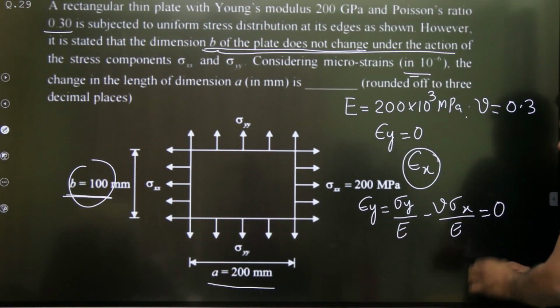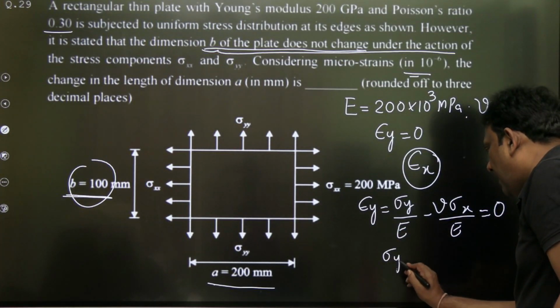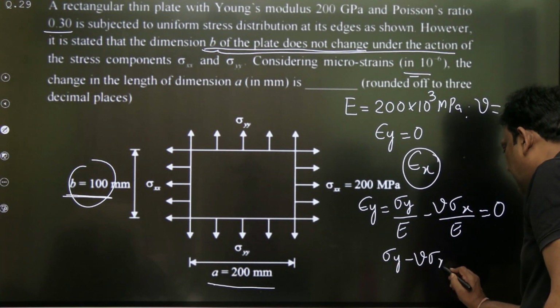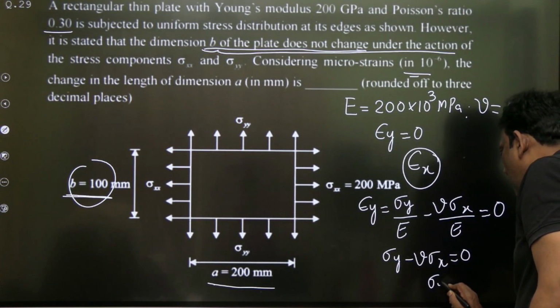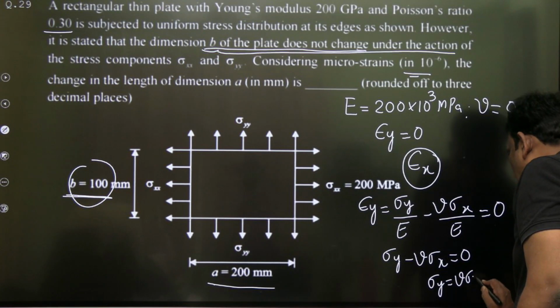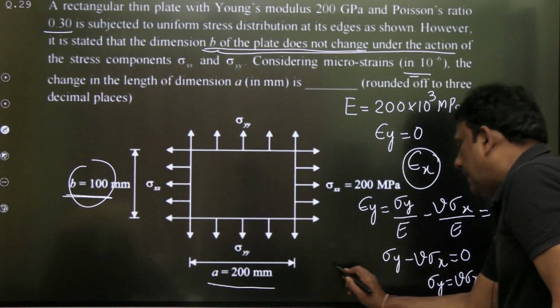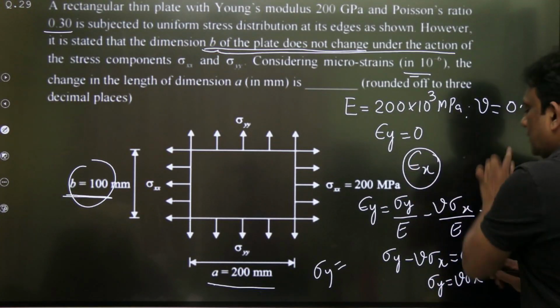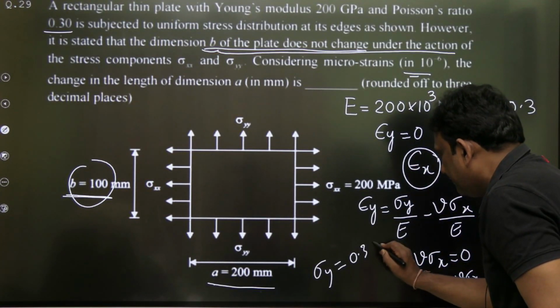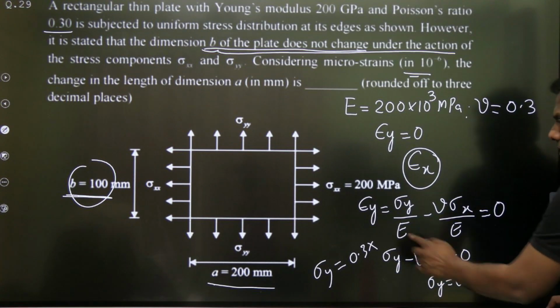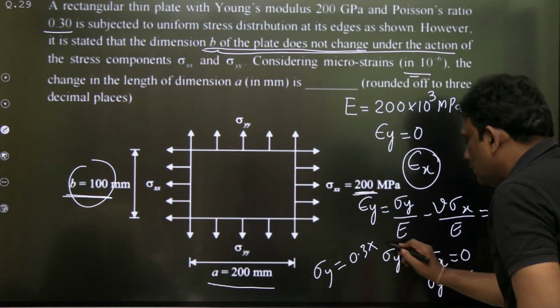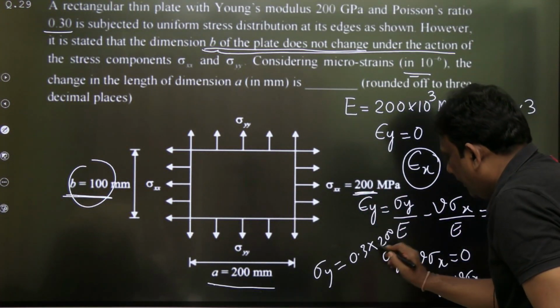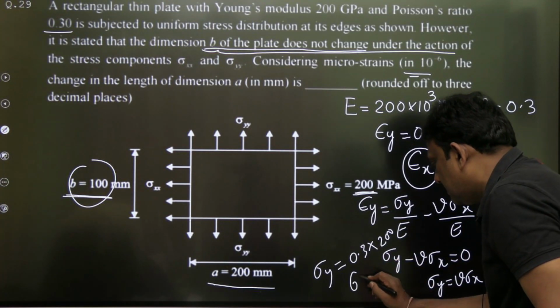Take E to this side, so you are left with sigma y minus nu sigma x is equal to 0. Or sigma y is equal to nu sigma x. Wonderful. So can I calculate sigma y? Yes, sirs. It is nu. What is Poisson's ratio? It is 0.3 into sigma x. Already sigma x is given as 200 megapascal. So 0.3 into 200 is 60 megapascal.